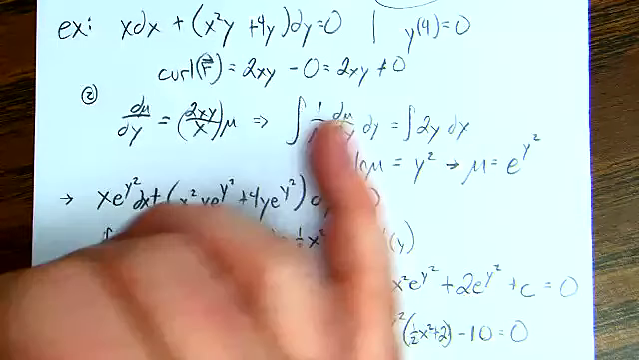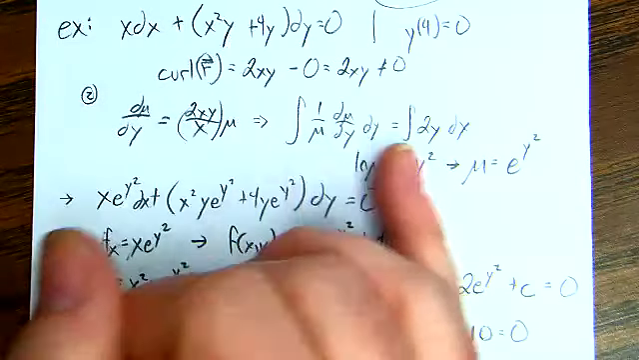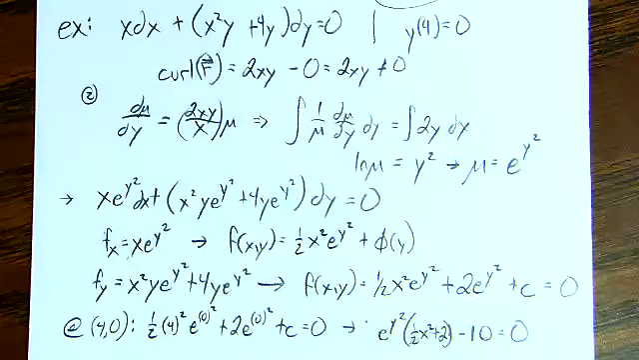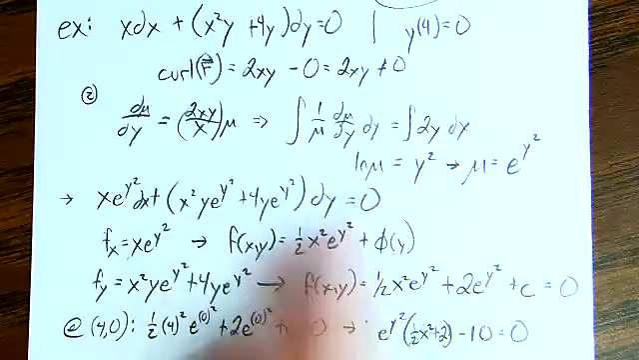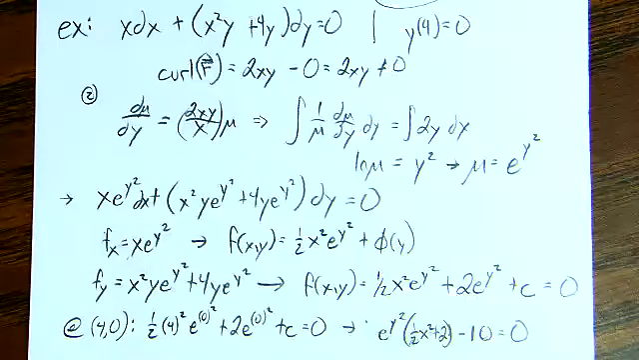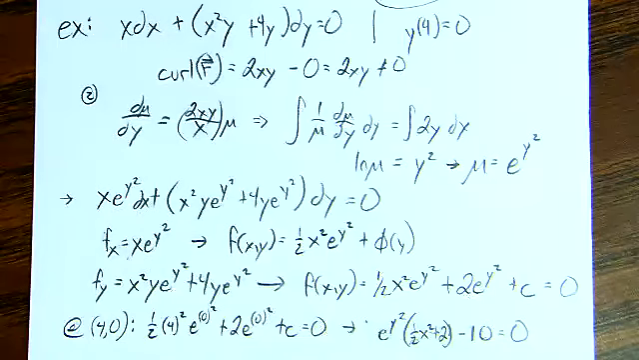Since this simplifies to something we can separate, we get that u here is e to the y squared. This is our integrating factor, so we multiply everything by e to the y squared. 0 times e to the y squared notably is 0. And now we have an exact differential equation. We can solve this using techniques from Calc 3.